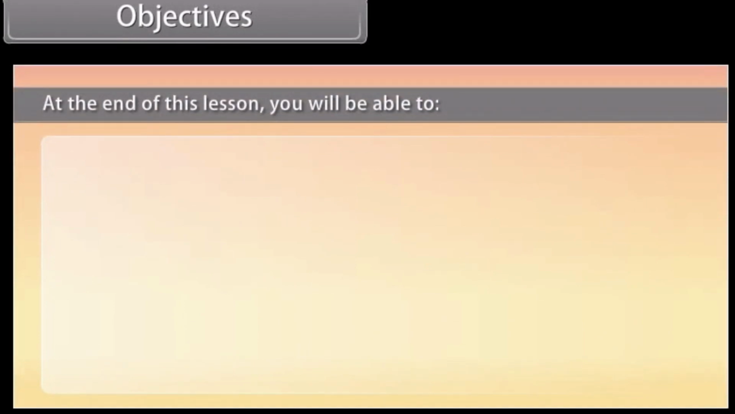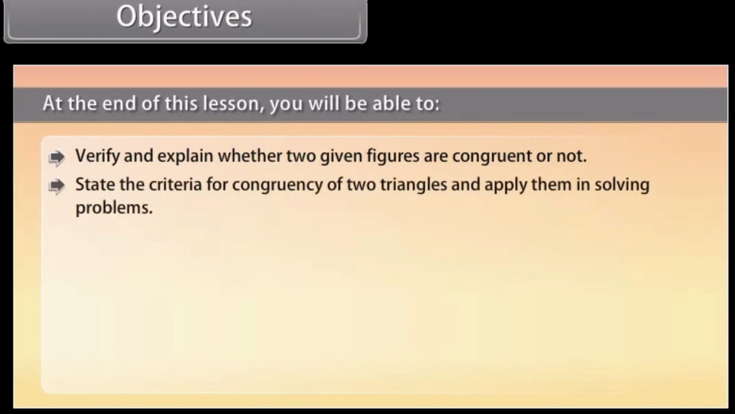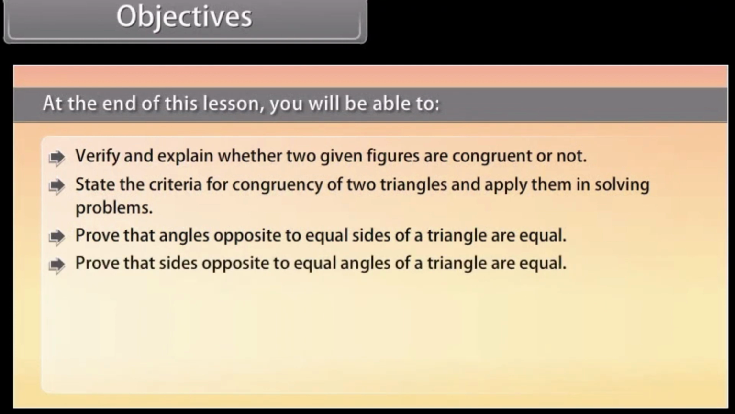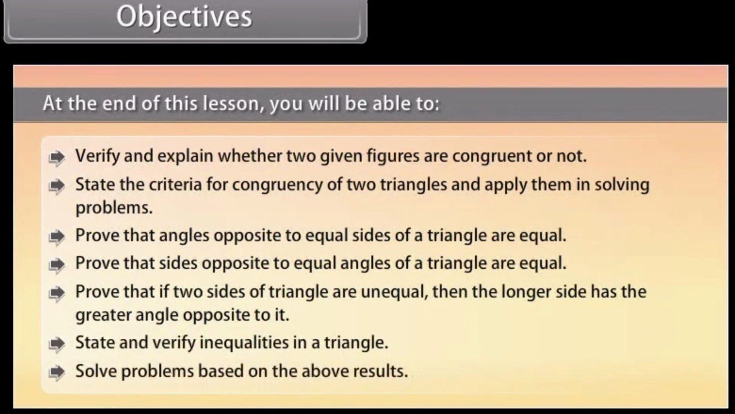At the end of this lesson, you'll be able to verify and explain whether two given figures are congruent or not, state the criteria for congruency of two triangles and apply them in solving problems, prove that angles opposite to equal sides of a triangle are equal, prove that sides opposite to equal angles of a triangle are equal, prove that if two sides of a triangle are unequal, then the longer side has the greater angle opposite to it, state and verify inequalities in a triangle, and solve problems based on the above results.